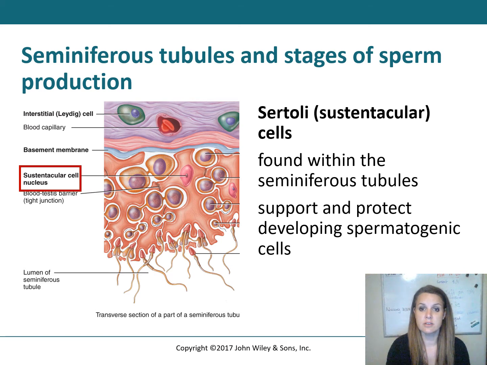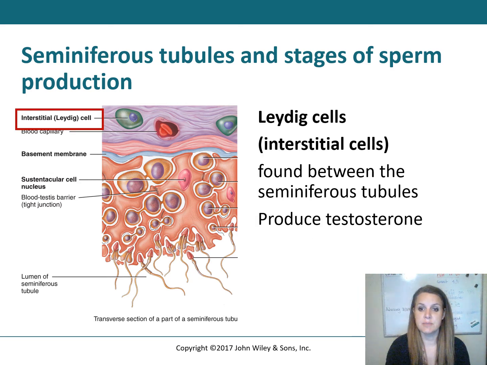Sertoli cells are also called sustentacular cells, and they support and protect developing spermatogenic cells. The other cell type is called Leydig cells or interstitial cells, and these are the cells that produce testosterone.